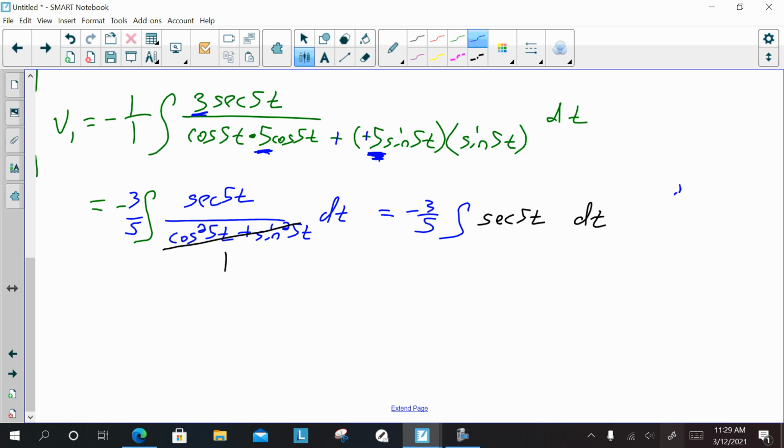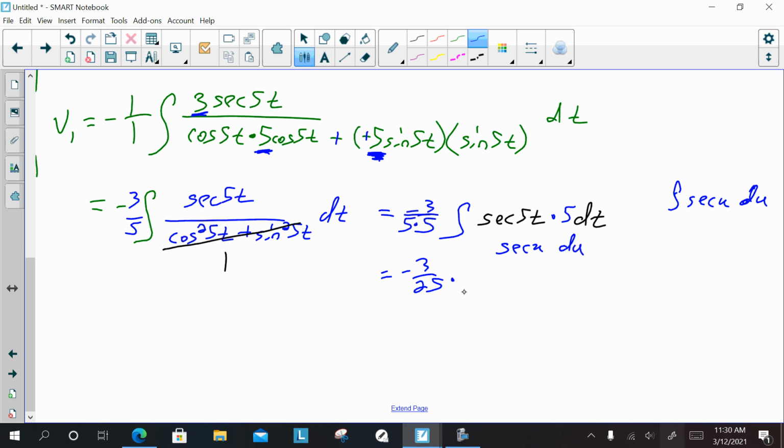So we have the integral of secant u du. We just need to make our u and du match. So if u is 5t, then du would be 5 dt. So we need to pick up a 5 here, and we need to pick up another 5 on bottom out front. So that'll just give us negative 3 over 25, and this will be the integral of secant u du.